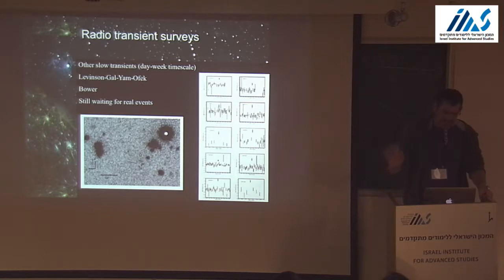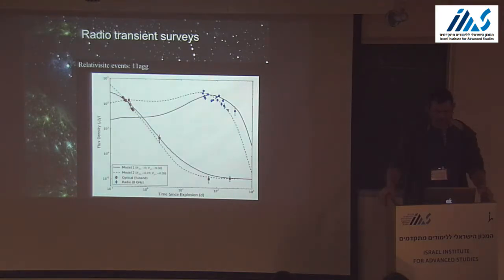Anyway, as far as I know, there's no other class except for radio TDEs of sources that has been identified that are slowly variable. Okay. Yeah, I think that's true.